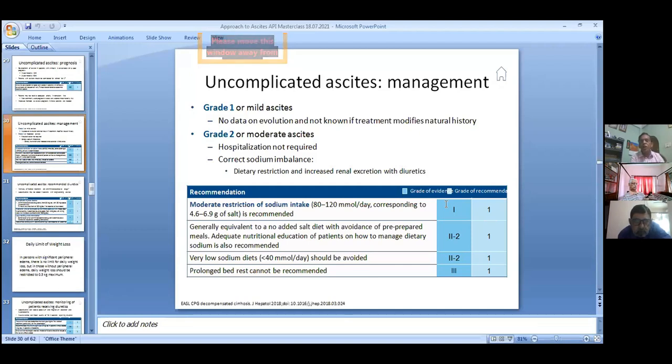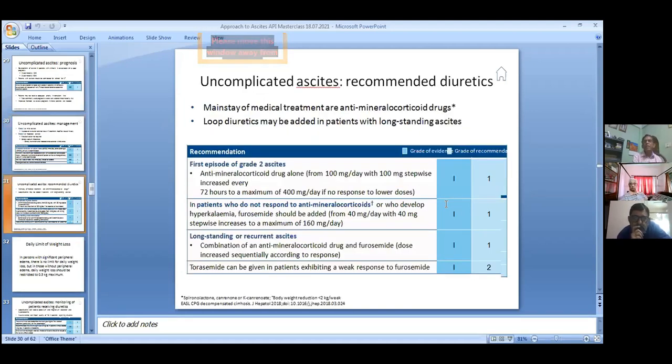This is the guideline of the European Association for the Study of Liver Disease, the practice guideline published in 2018. The general recommendation is no added salt, with avoidance of pre-prepared meals. Adequate nutritional education of the patient is very important. But very strict sodium restriction should be avoided, because the food will be unpalatable. And there is no need for bed rest in patients with ascites.